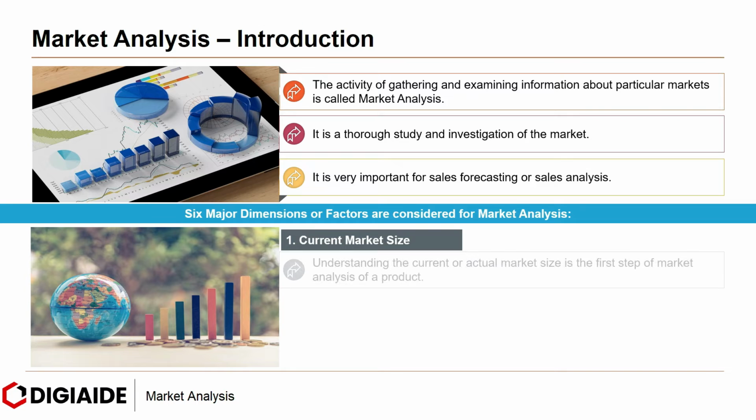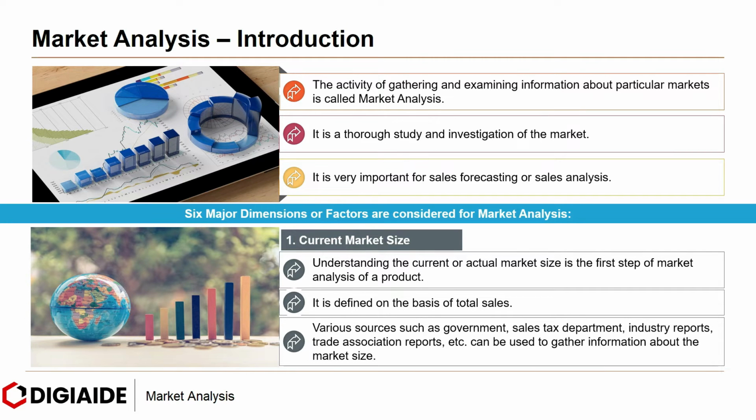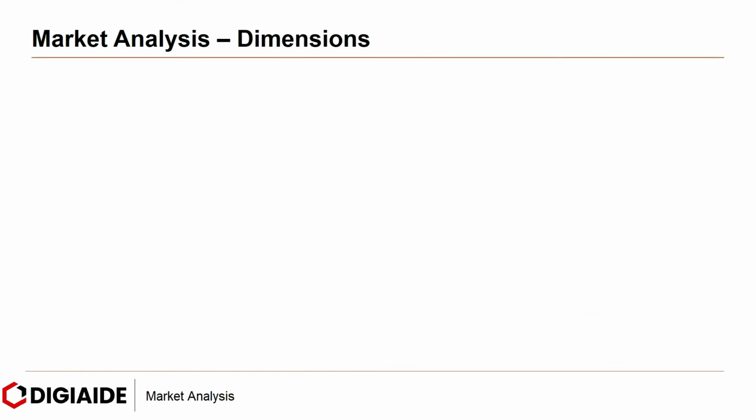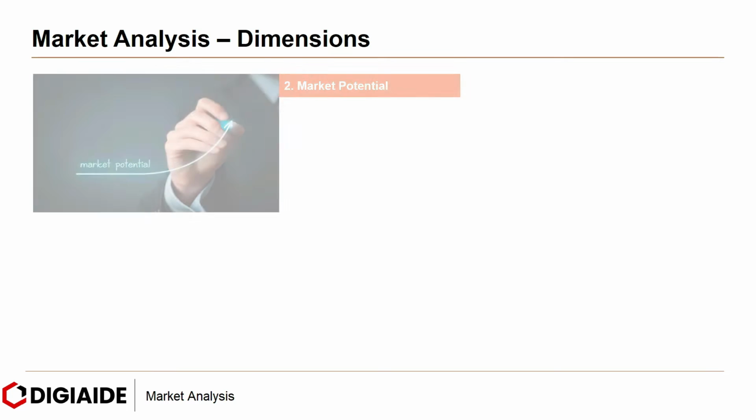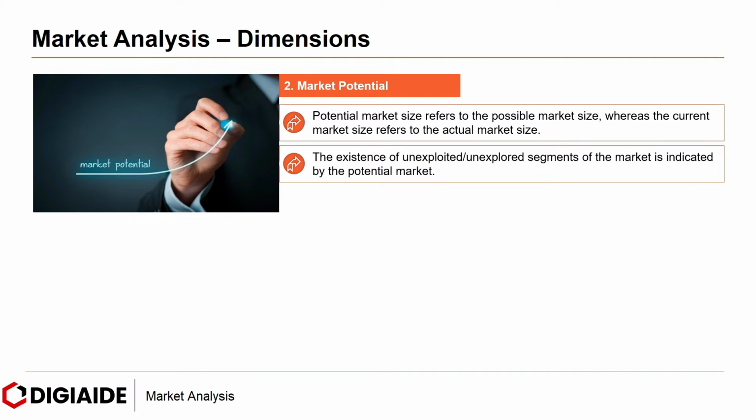First, current market size. Understanding the current or actual market size is the first step of market analysis of a product. It is defined on the basis of total sales. Various sources, such as government, sales tax department, industry reports, trade association reports, etc., can be used to gather information about the market size. Next, market potential. Potential market size refers to the possible market size, whereas the current market size refers to the actual market size. The existence of unexplored segments of the market is indicated by the potential market.